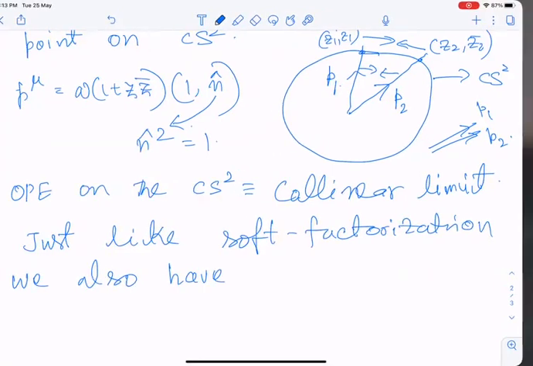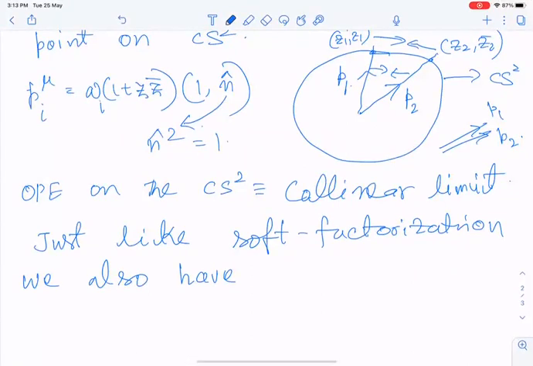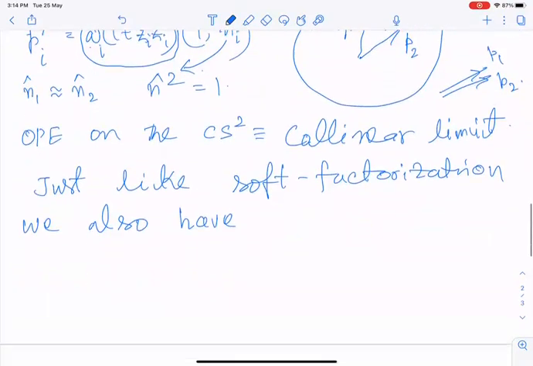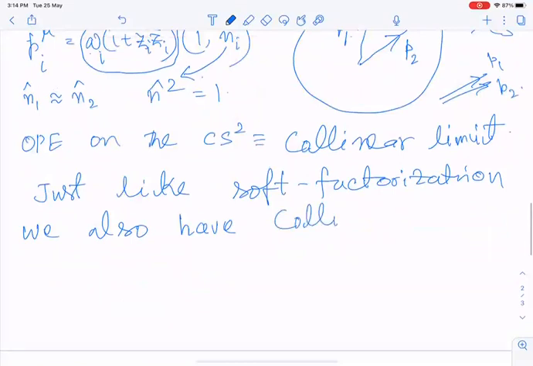So basically, if you write this as omega_i z_i z_i bar, then as you take z1 to z2, n1 hat becomes the same. But the point is that this magnitude has nothing to do with it, because well, the z's become the same, but this factor of omega is there, which is completely free. So you don't do anything to that actually. So we also have collinear factorization.